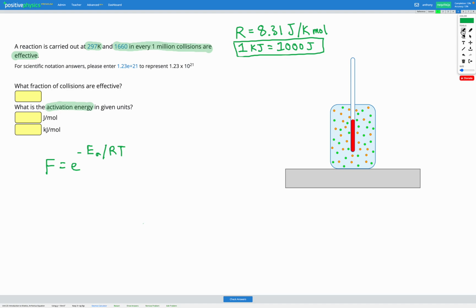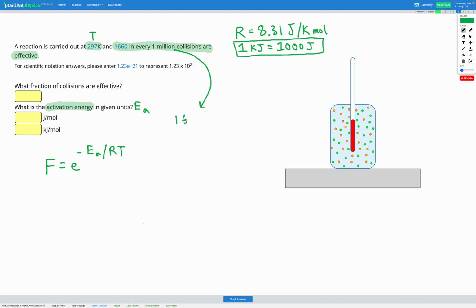So let's just identify which variables we have. The activation energy, that's what we're trying to find. R, that's our molar gas constant. Remember, we're given that. It's 8.31 joules per Kelvin mole. It's the same every time. The temperature T, we're given that here. It's 297 Kelvin. F, the fraction of effective collisions, we're going to have to figure that out from our description of 1,660 in every 1 million collisions being effective. So let's do that first.